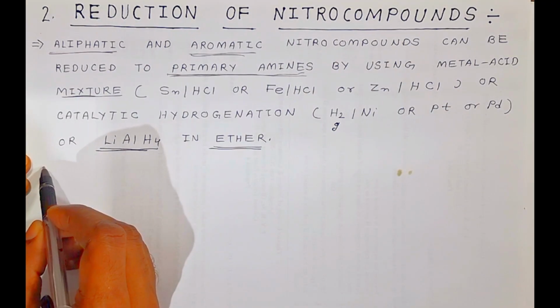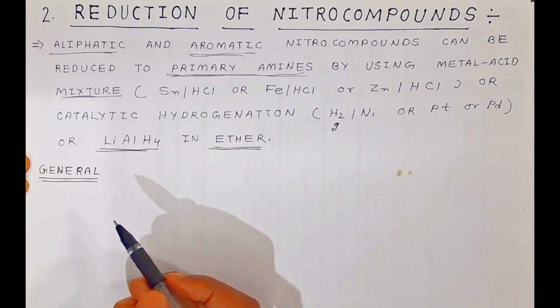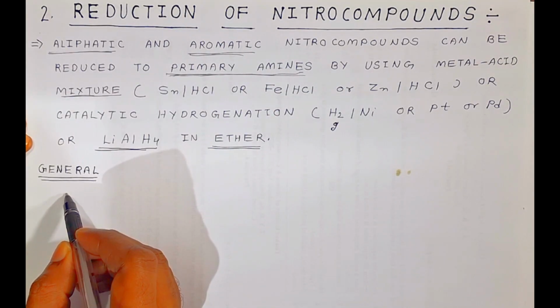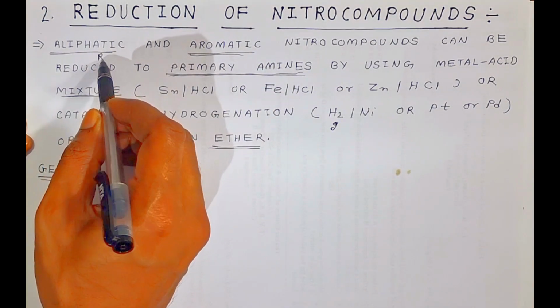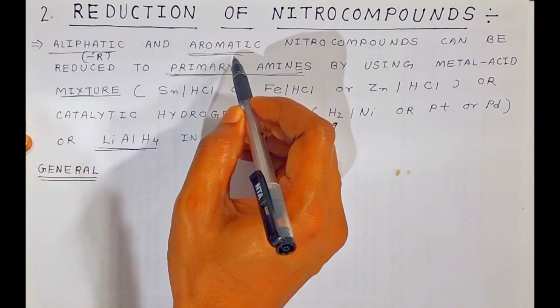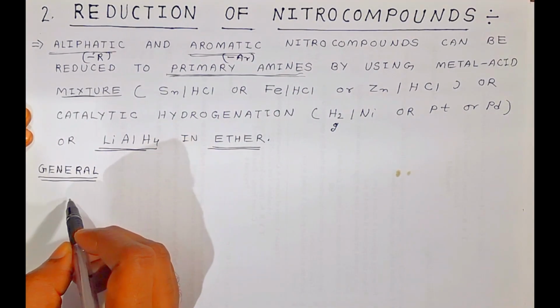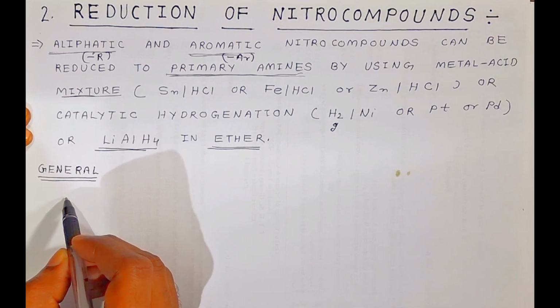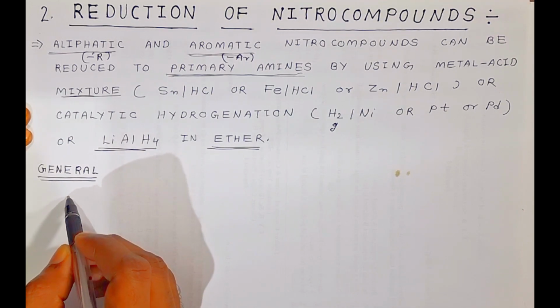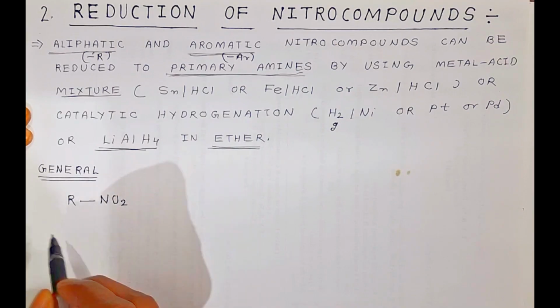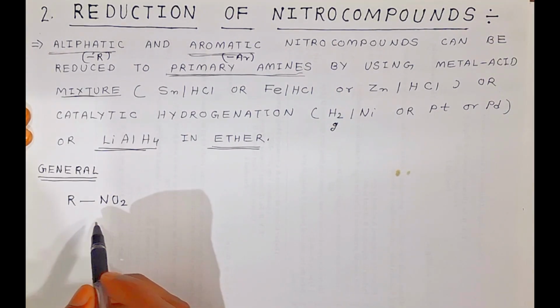In general, aliphatic nitro compounds we write like this: aliphatic is represented with an alkyl group, and aromatic we show with minus Ar. The nitro compound that we take here is an aliphatic nitro compound, where the alkyl group is attached to the nitrogen of the nitro group. So this is called an aliphatic nitro compound.